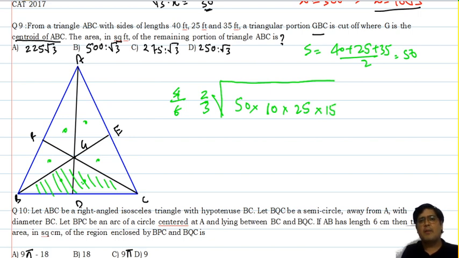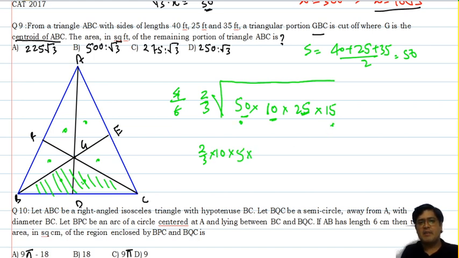Why do you want to write formulas first and then put values? If you know the formula for sure, start putting values there. So from here I can take 10 common. So this becomes 2 by 3 into 10. From here I can take 5 out. So what I have is 5 here and 15 here. That is 75.